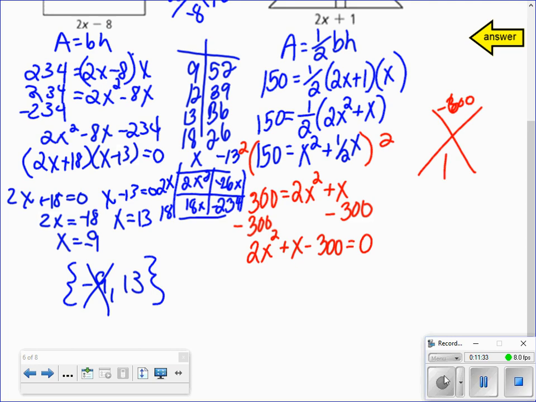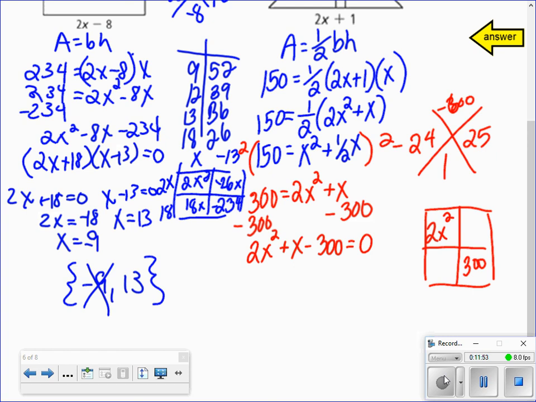As I go through and look at my factors, listing them, I find that 24 and 25 work. 24 has to be the one that's negative since I need a positive 1. Put the stuff into my box. Again, 2x squared goes in the first box, negative 300, and then negative 24x and 25x.